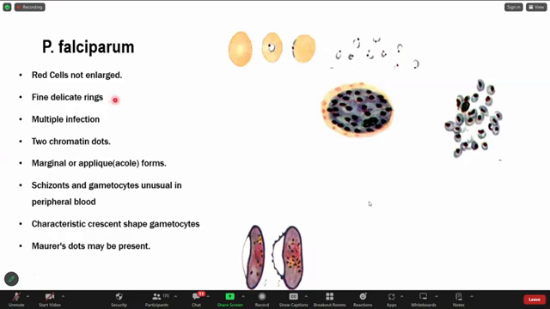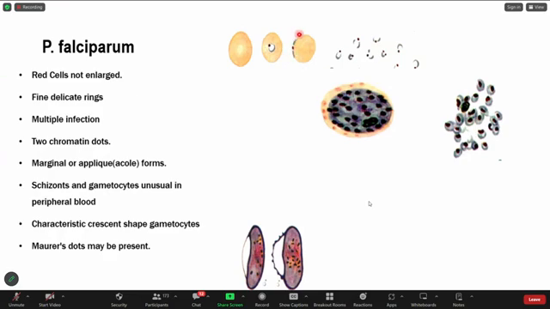Another feature is the trophozoite stages of Plasmodium falciparum. The rings are very delicate, as you can see in these ones. This is a pictorial representation of a thick film of P. falciparum. The rings are very delicate. Then there is multiple infection, where you find a red cell that has two or more parasites inside. Then the double chromatin dot, like this parasite here. The parasite with two chromatin dots is a feature of P. falciparum.